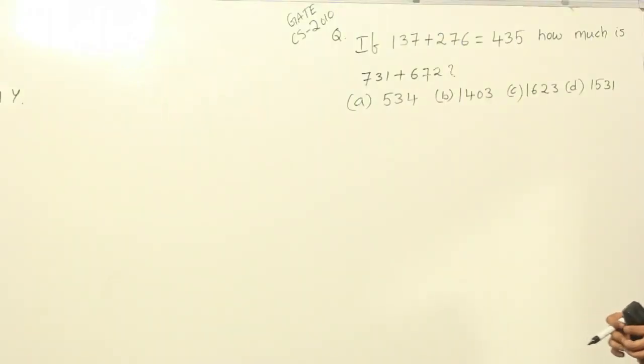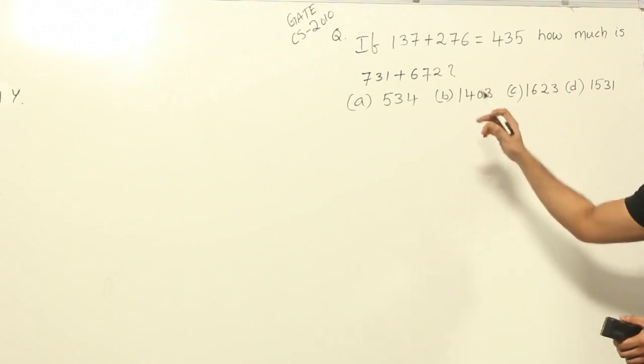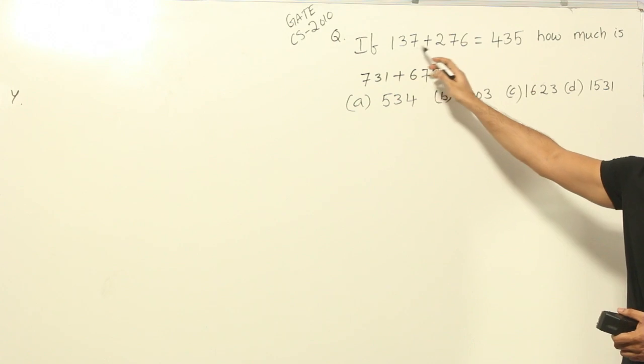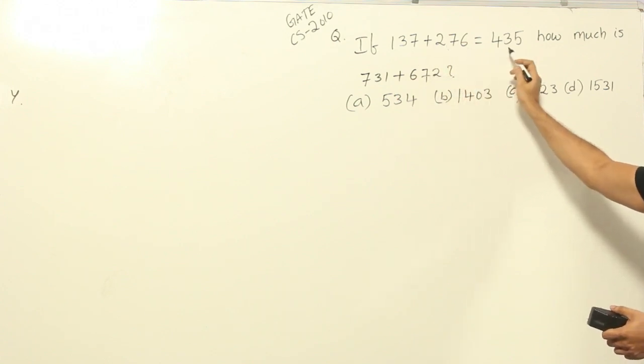Now let's see this question. This is given in GATE CS 2010. If 137 plus 276 equal to 435, how much is 731 plus 672? Now they are saying that 137 plus 276 equal to 435.